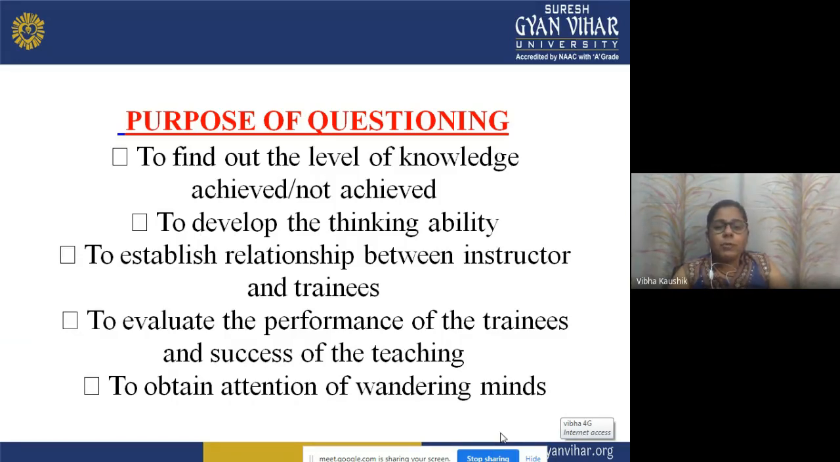To establish relationship between instructor and trainees. With the help of questions, they establish a relationship between instructor and trainees. The instructor is the teacher who is giving the instructions, and the trainees are those who are getting the knowledge. To evaluate the performance of the trainees and success of the teaching. With the help of the questions, the teacher can judge or assess the performance of the trainees, how much they have learned a concept, and the success of the teaching is made if the teacher comes to know that all the objectives have been achieved.